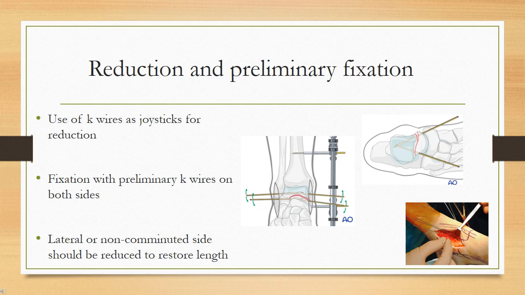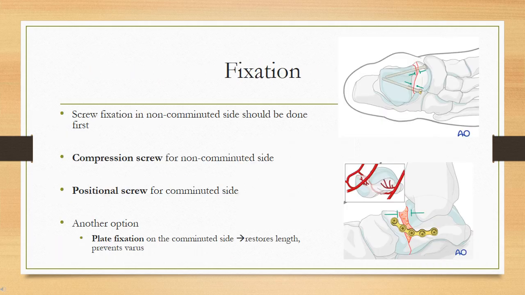Key principles include using K-wires as joysticks for controlled reduction, stabilizing fragments with preliminary K-wires, and prioritizing reduction of the intact side to maintain length and alignment. The fixation begins with the non-comminuted side.